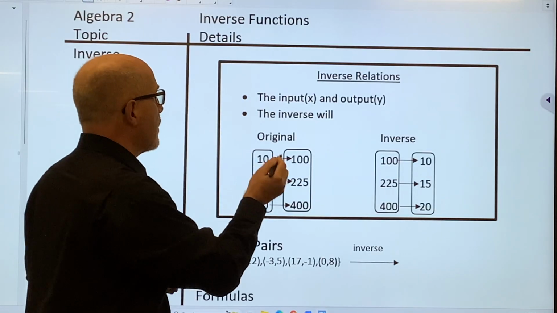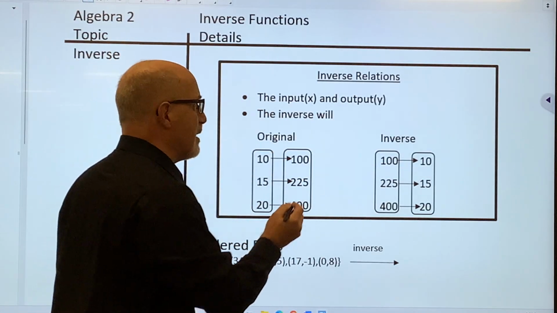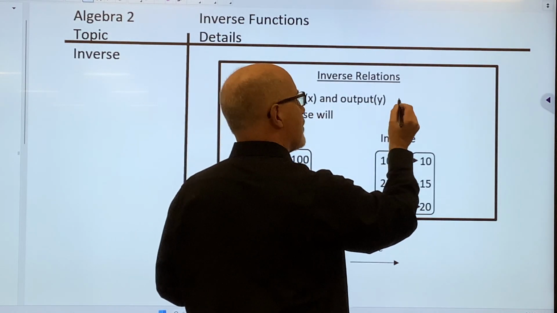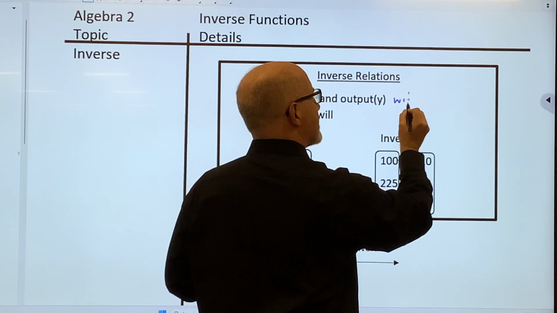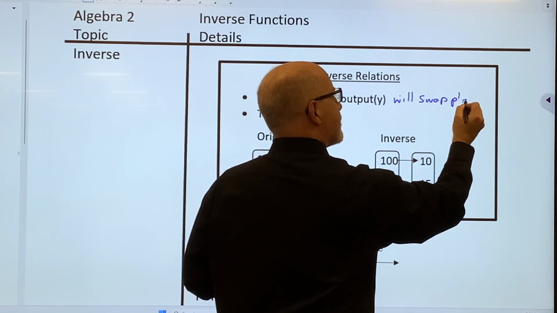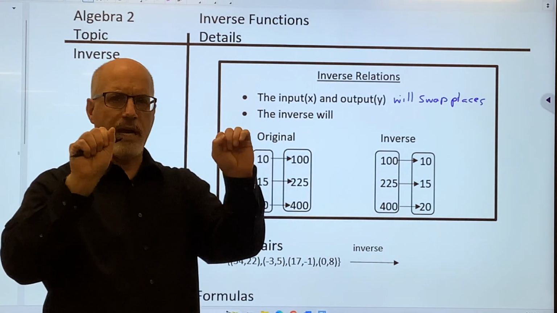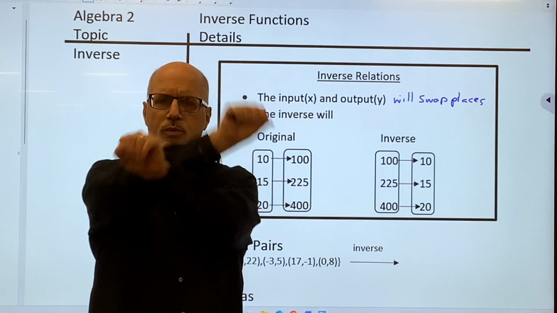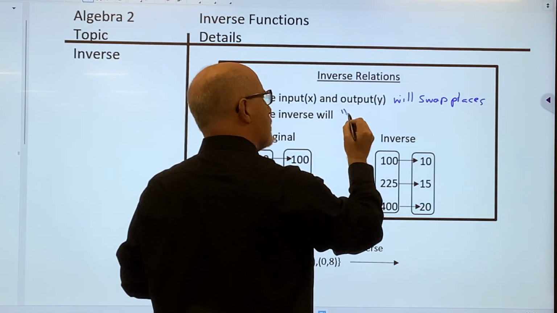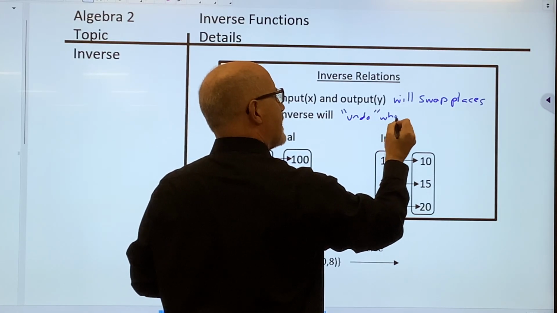So first of all, let's go ahead and give some information. For an inverse relation, the input and the output, usually the x is the input and the y is the output, will swap places. So they change. If this is x, this is y, they'll switch places. Now the inverse will undo what the original did.